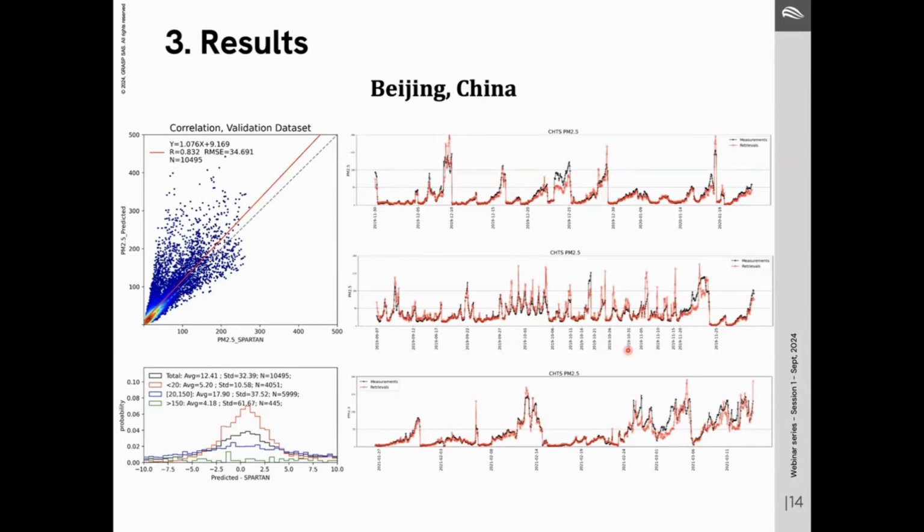So we can see that with such complex and varying aerosol types, we were still able to capture the variation of the PM2.5 very well. And for different seasons, for different times, we can all get very good agreement with the SPARTAN data. And we can have the correlation around 0.83, and it's a pretty satisfactory result.